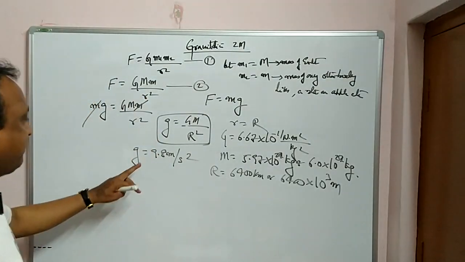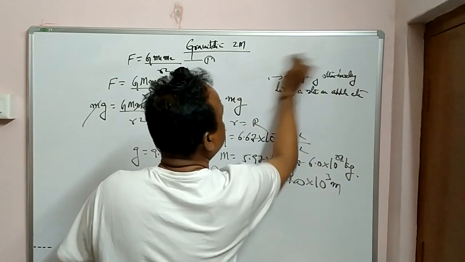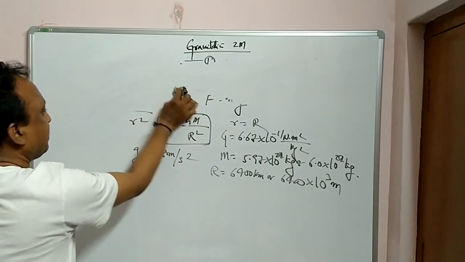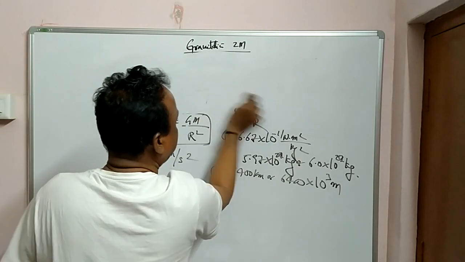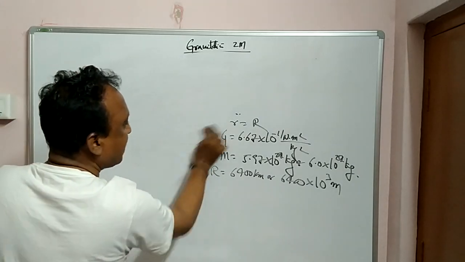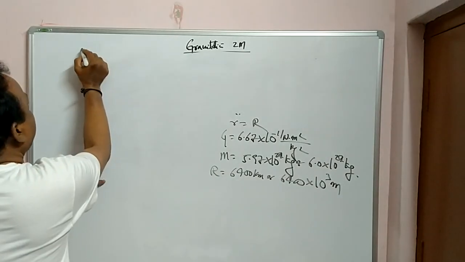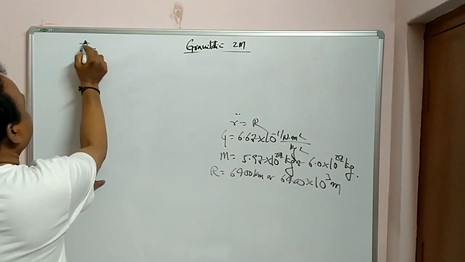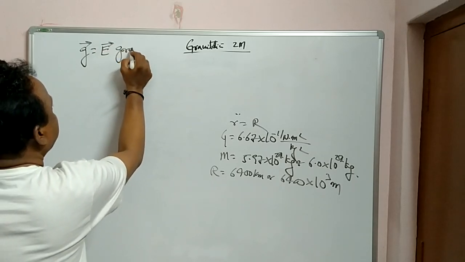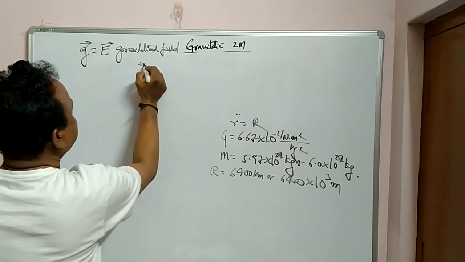Clear? And we have another name also for this small g value. That also I will tell you now. Do you know what that other name is? Acceleration due to gravity, we have another name also. This is also called gravitational field intensity. Another name for g, because it is a vector.